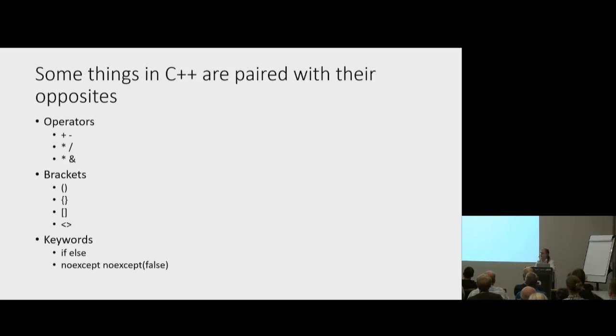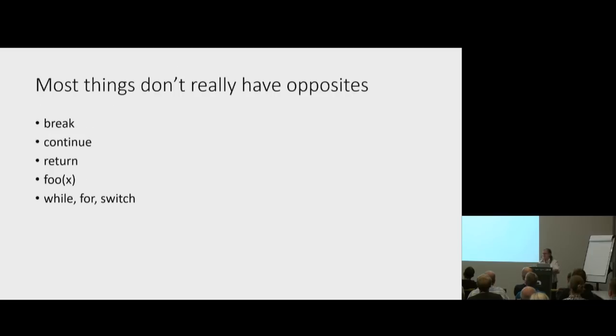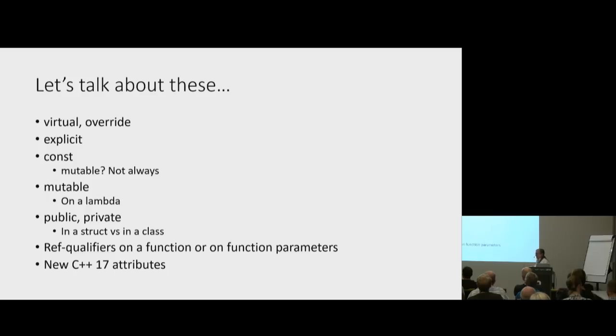Now, a lot of things in C++ come in pairs, right? Plus is the opposite of minus, and times is the opposite of star, or maybe address of is the opposite of star, and so on. But there's all kinds of stuff that doesn't have opposites. They just are. And I want to talk about this set. So we have virtual and its cousin override. We have explicit. Const, the opposite of const is not always mutable, right? I mean, they are opposites, but not completely. There are contexts in which you can say const and then you can't say mutable, and vice versa. Public, private, sticking ref qualifiers and CV qualifiers out on the ends of functions, but also on your parameters.